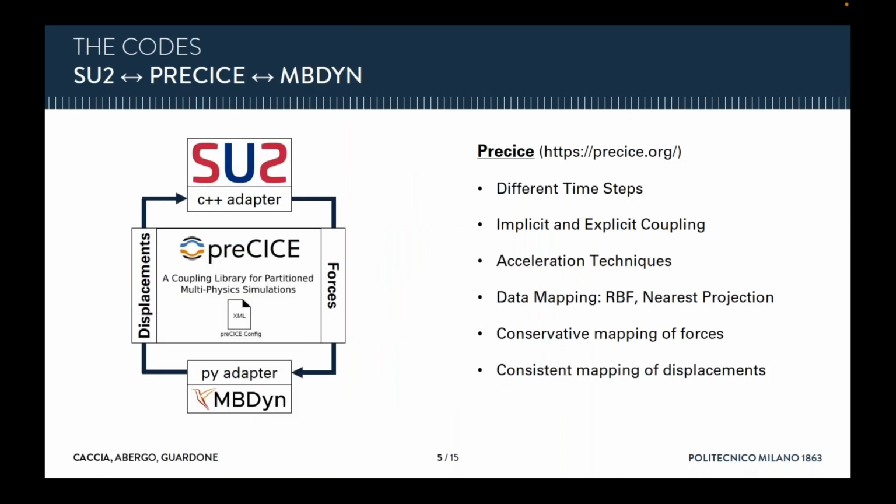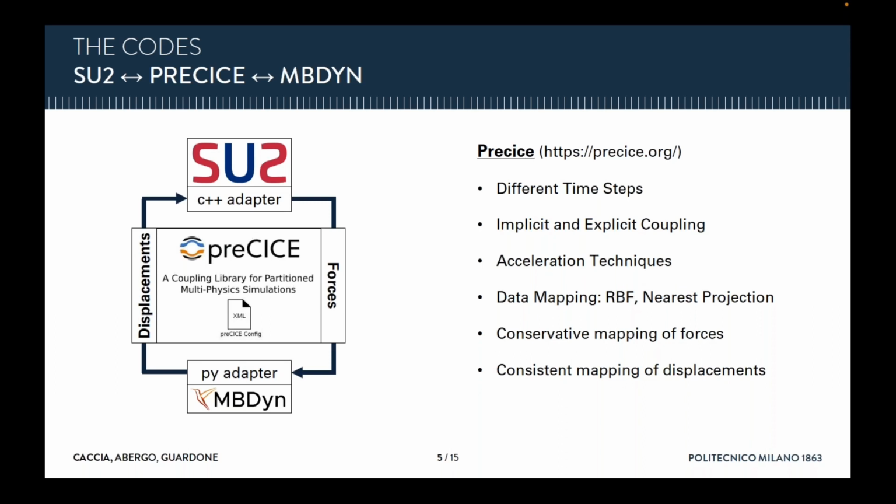So the framework is shown here on the left. So we have preCICE, which is this coupling library. We have a C++ adapter in SU2, and we have a Python adapter in MBDyn. And what preCICE does is to map the displacement from one solver to the other, and the forces from the fluid solver to the structural solver. Here, it's important to mention that these are displacements and not rotations. And these are forces and not moments. And this will generate a problem in the mapping.